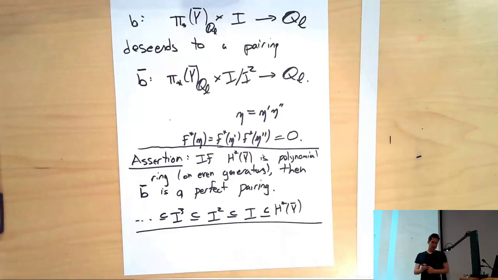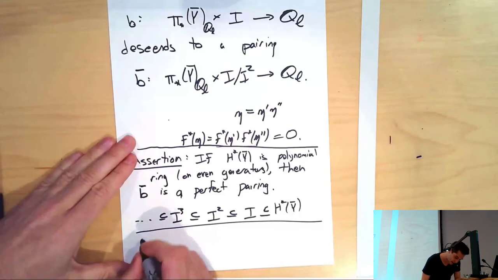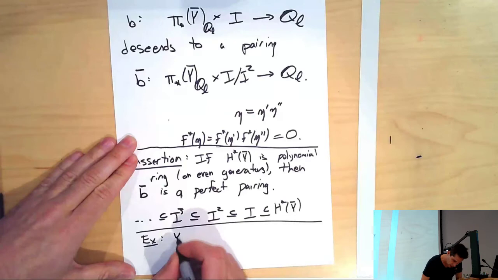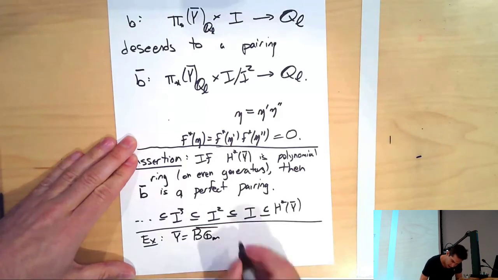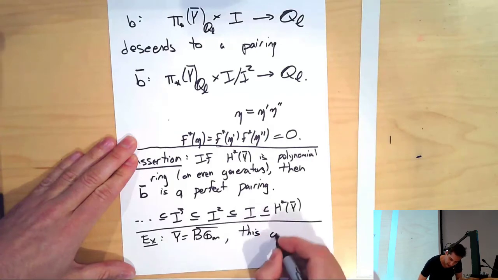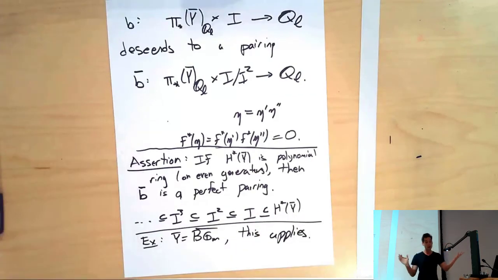Now, if you're thinking y bar is something like an algebraic variety, then this doesn't sound like a very plausible scenario, right? The cohomology ring of an algebraic variety, the cohomology groups are concentrated in degrees 0 up to twice the dimension of the variety. So it can never look like a polynomial ring on even generators. But if y bar is allowed to be something like an algebraic stack, it's possible for the cohomology of y bar to behave like this. And in fact, we already saw an example. If y bar is the classifying stack of GM, then this applies. In that case, we saw that the cohomology ring was a polynomial ring on one generator in degree 2.